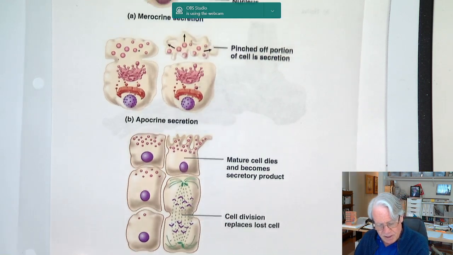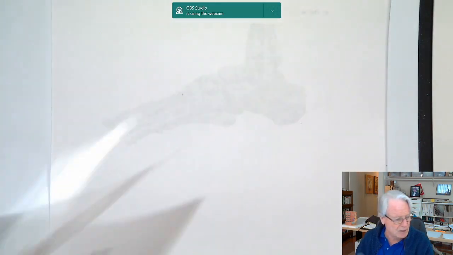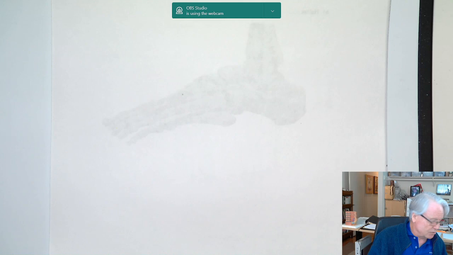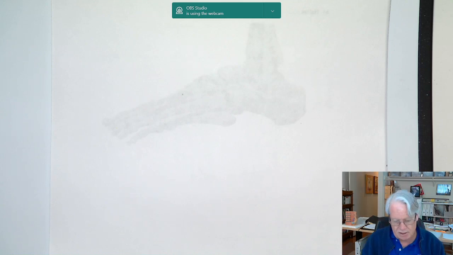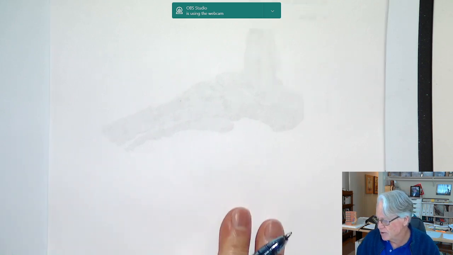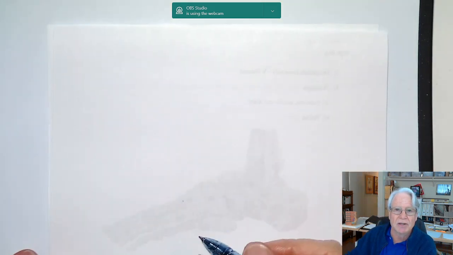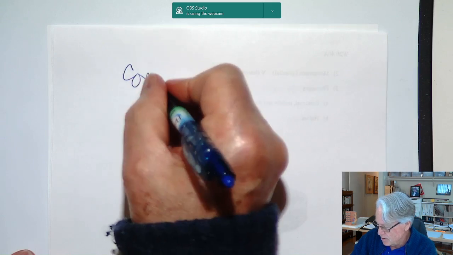So there you go. Let's see what else we have to know. All right, so that really summarizes all of the epithelial tissue. So that's all we need to know for epithelial tissue. And what we're going to cover now is connective tissue. So let's take a look at connective tissue.